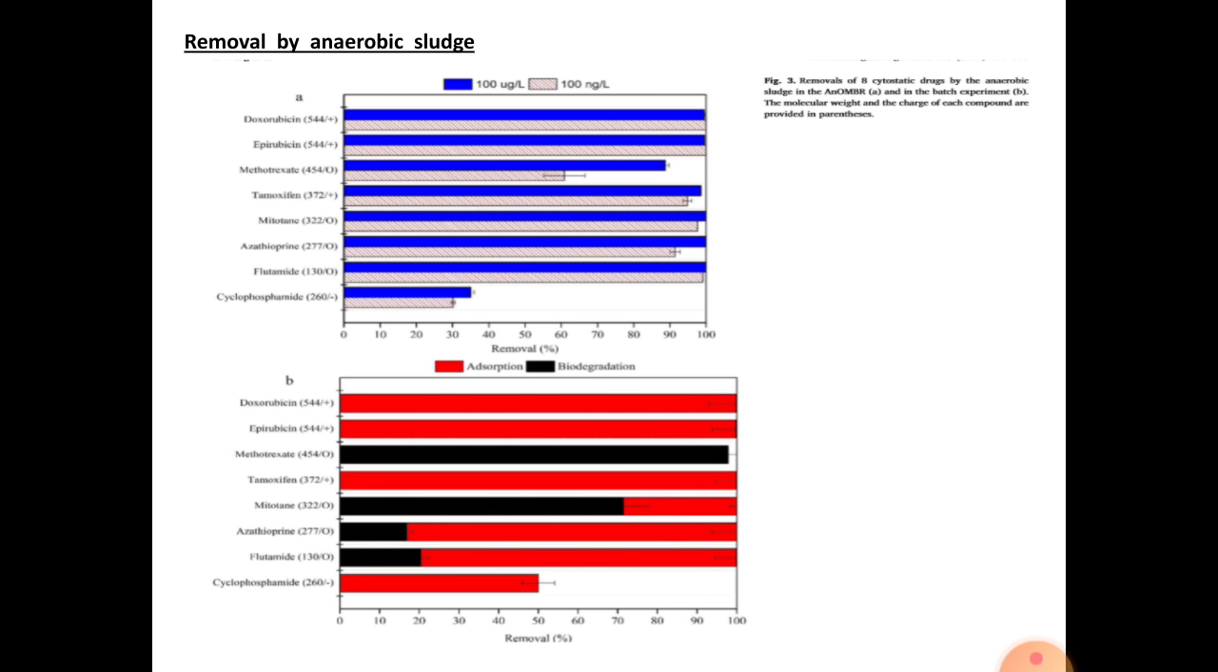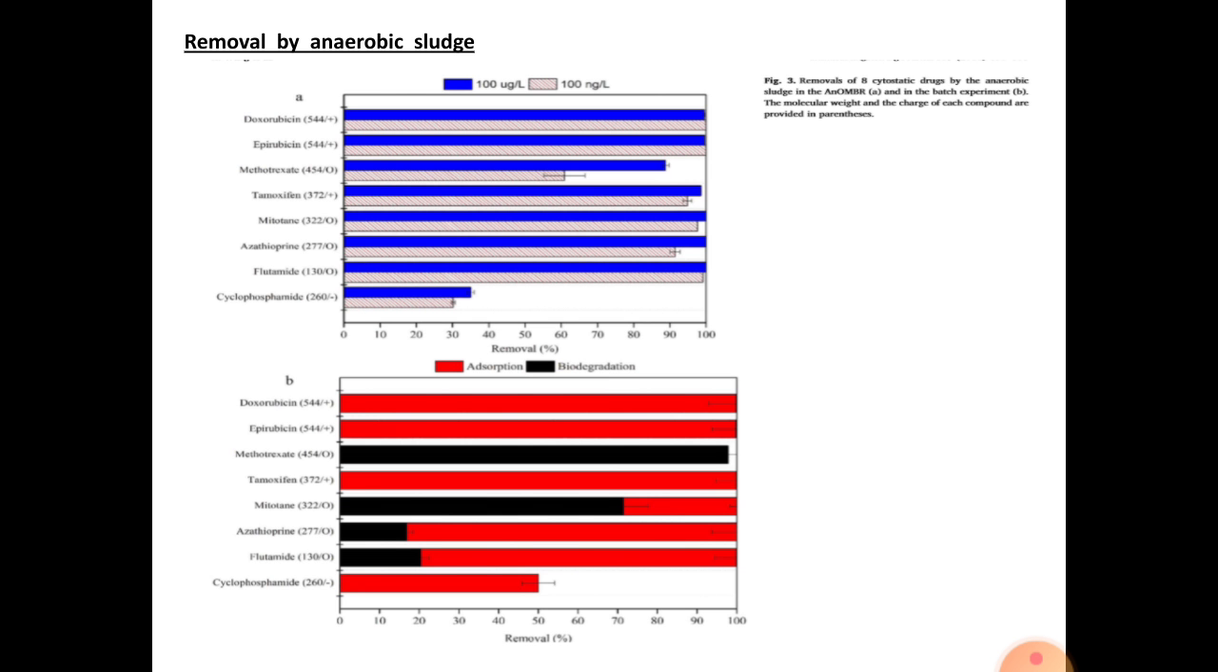The second group can be attributed to hydrophilic neutral compounds like methotrexate. It is mainly removed by biodegradation, so it suggests that methotrexate belongs to the easily degradable cytostatic drugs.